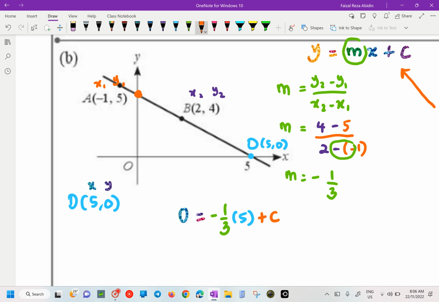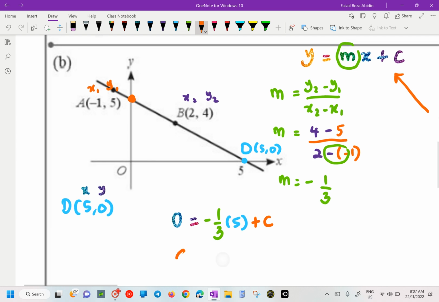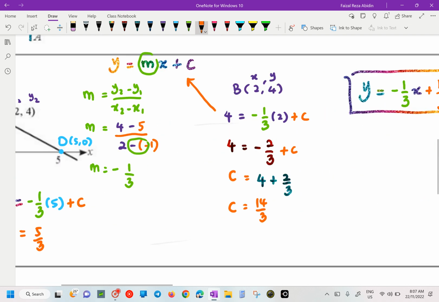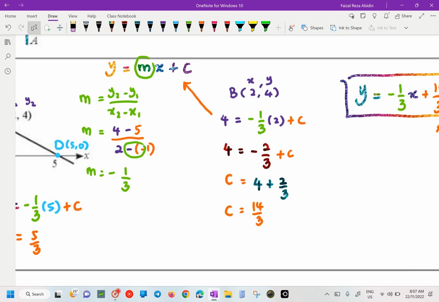Am I right? Okay, so negative 1 times 5 over 3. What do you get? 5 over 3, isn't it? So we are going to get our C here. Negative 1 over 3 times X. Y equals MX plus C. So I'm going to get over here 5 over 3. That's now our C here is 14 over 3.